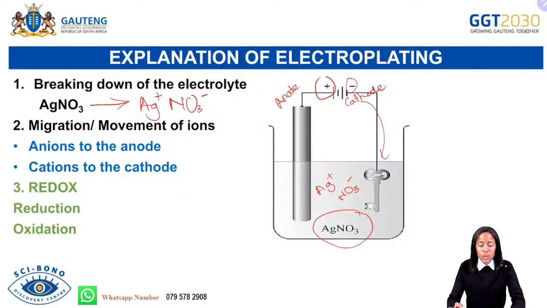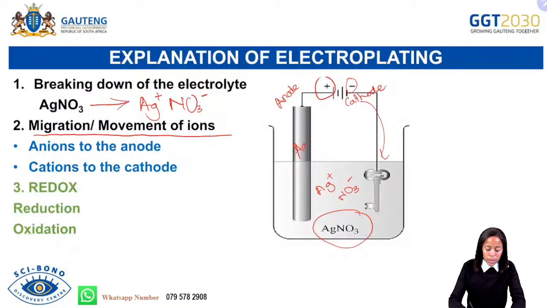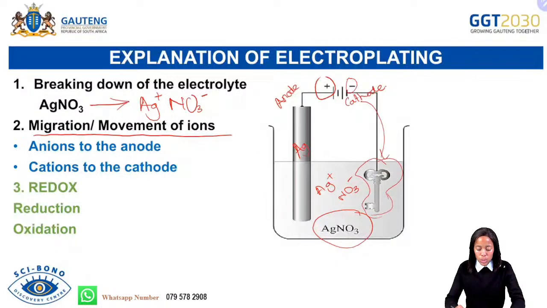Okay, so from there we are therefore going to now talk about what? The migration or the movement of what? The movement of ions. But before we talk about that, remember we said that if we want to cover with silver, then what are we going to use? We are going to use silver as the anode. And remember we said that the material that we want to cover, where are we going to connect it to? We are going to connect it to the cathode there.